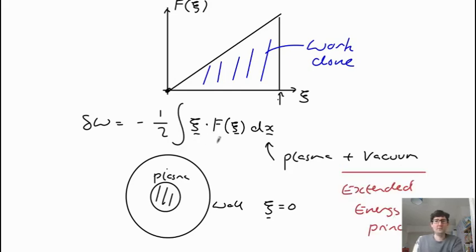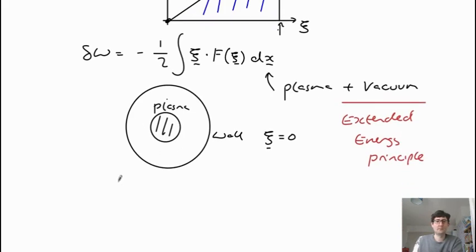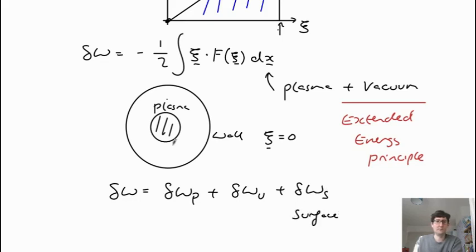And this means that we end up with a volume integral over this system. So we typically end up with a volume integral over the plasma, plus a volume integral over the vacuum, and then plus a surface term in the middle here. So we end up with the whole delta W being delta W from the plasma plus delta W from the vacuum plus the surface integral term. So this is the surface of the plasma where it meets the vacuum.